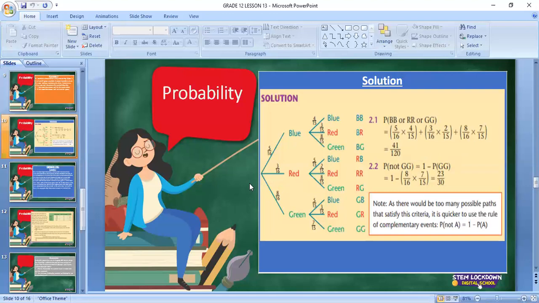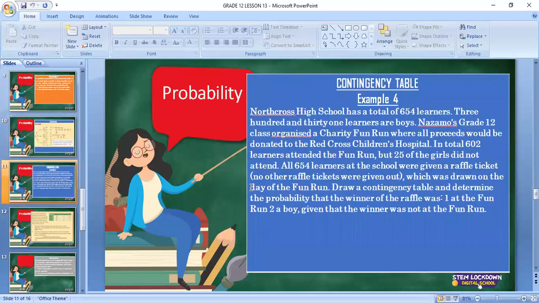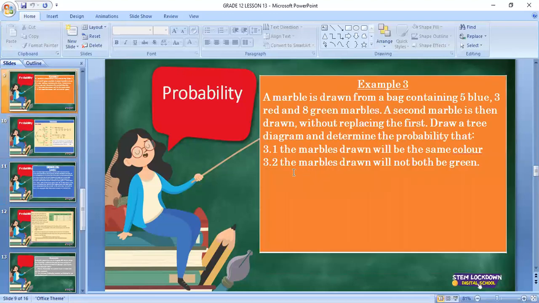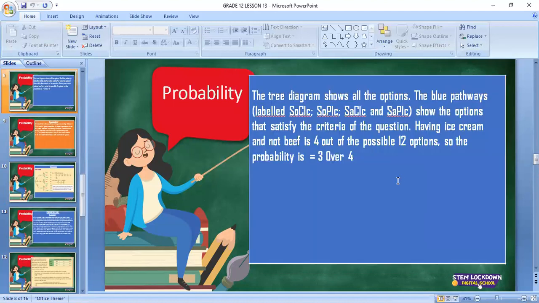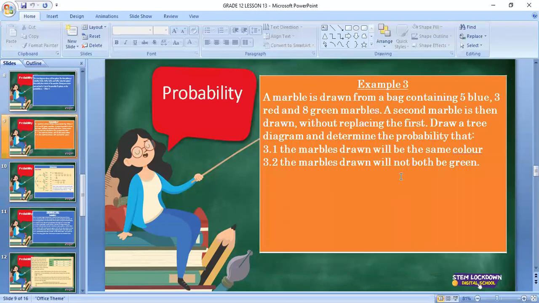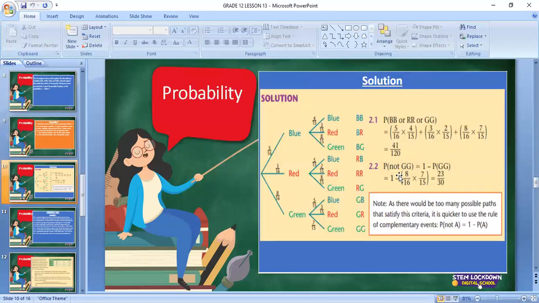Okay, hope you understand that. And then the other question says, what is the probability that the marbles drawn will not be green? So how do we do that? We find the probability that the marbles drawn will not be green. Not being green will mean 1 minus the probability of green.